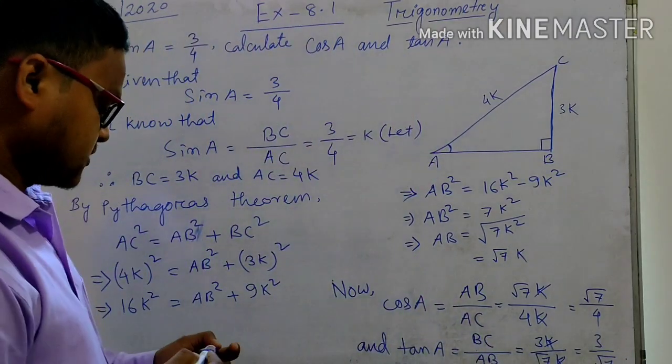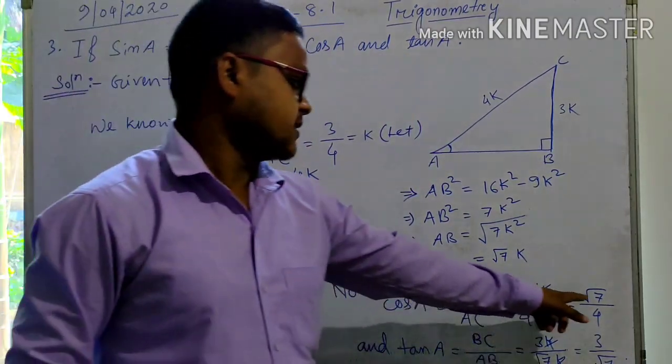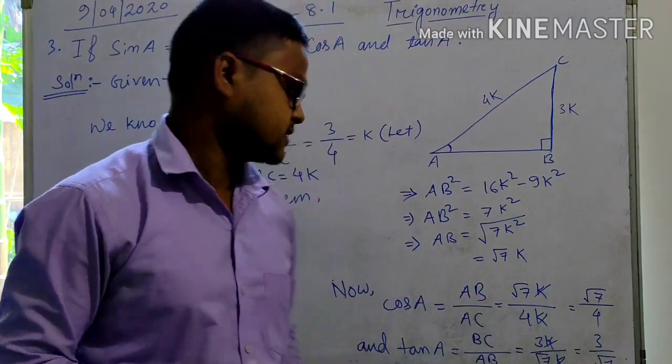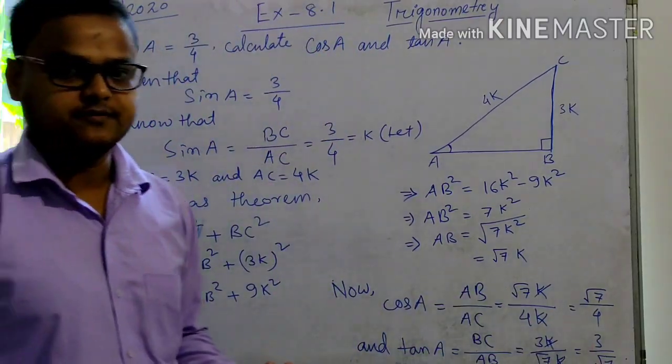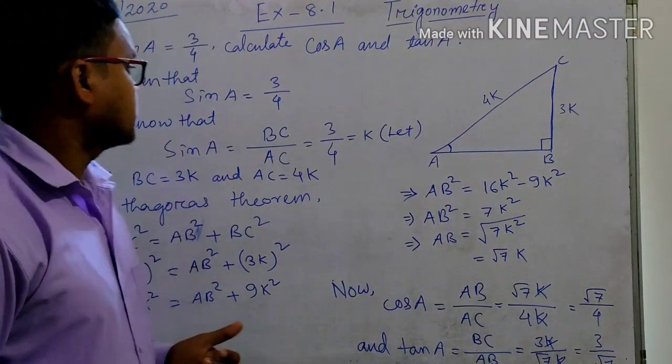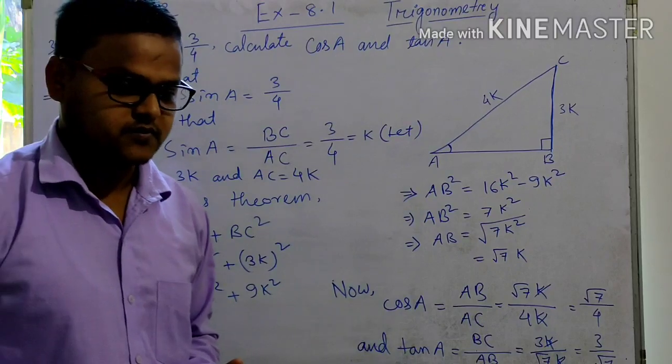So finally we get cos A equal to root 7 by 4 and tan A equal to 3 by root 7. Okay, clear? Okay. So now I continue with the other question. Let's see.